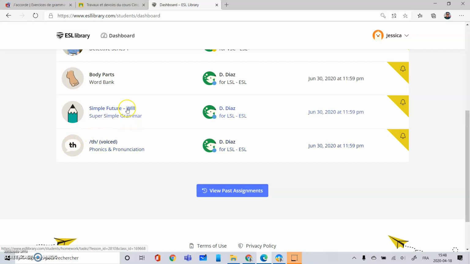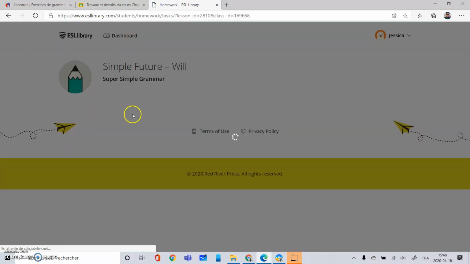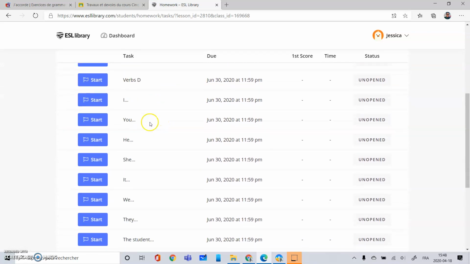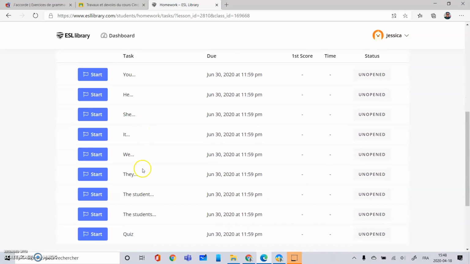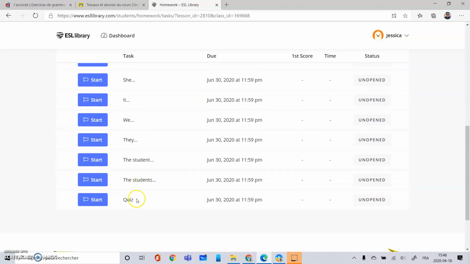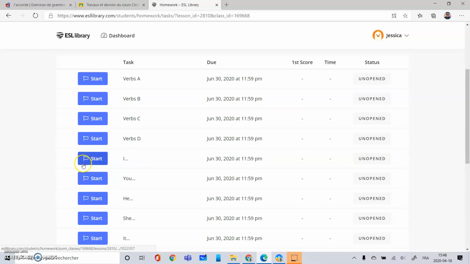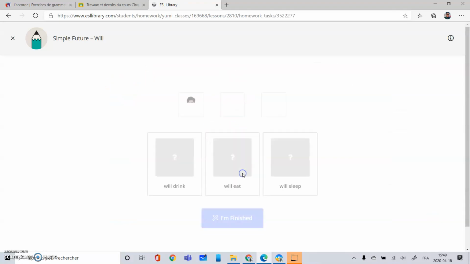All right, so for the simple future, if you click on the simple future, you will have 14 questions. So it should take around 15 minutes to do this first one. So if you click on start, let's look at verbs A.